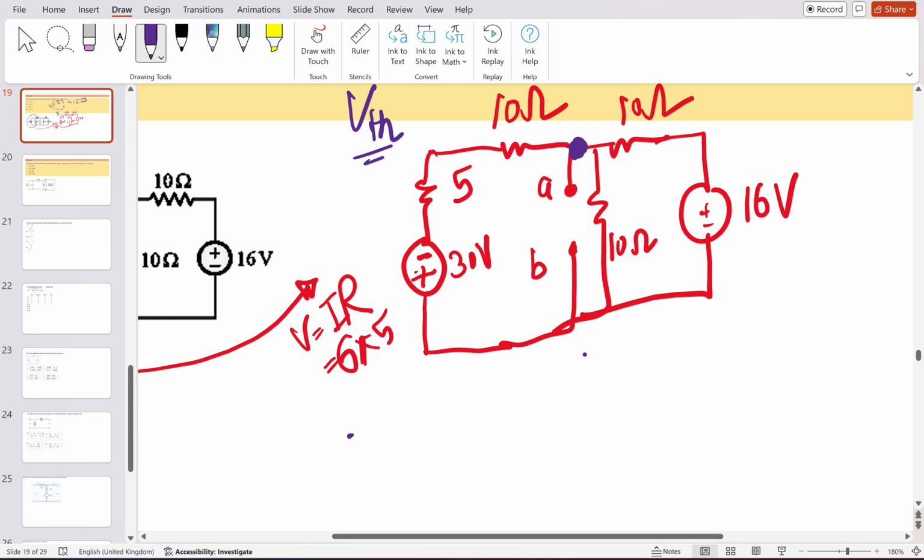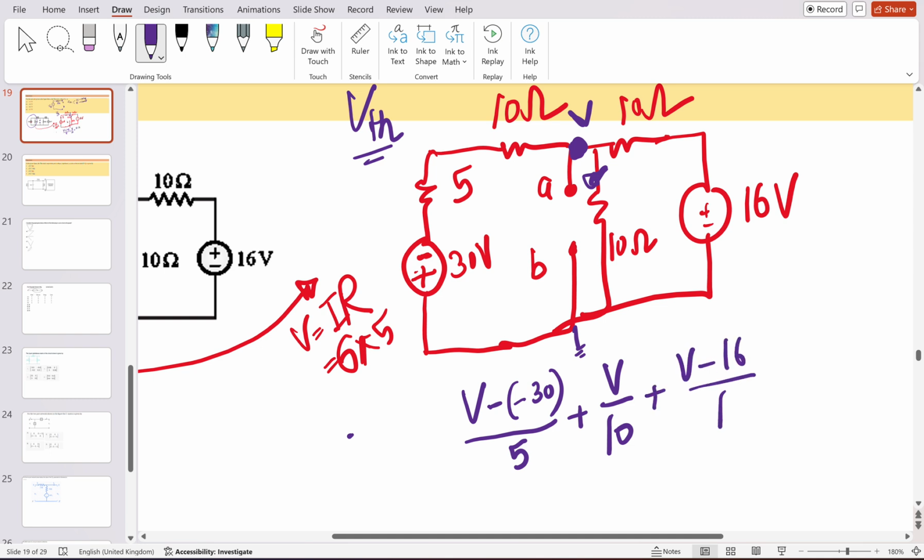at this particular node, and by making this ground, I assume that this is voltage V. When you apply it, it will be (V minus 30) divided by 5, because I am assuming current is leaving that node, plus V divided by 10, because of the current across this, plus (V minus 16) divided by 10 is equal to 0. So V plus 13 by 10, should 15 should be 10 ohm resistance.